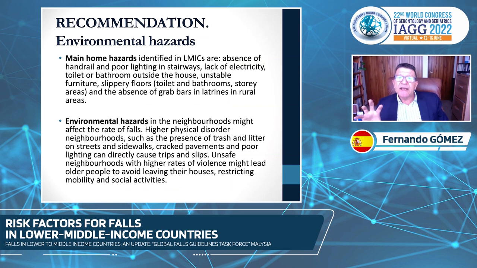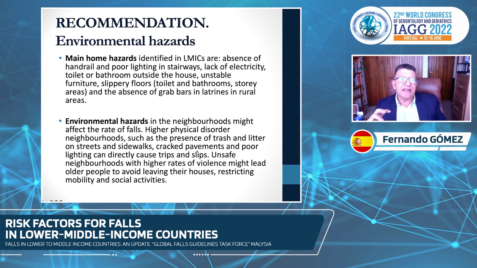Two aspects related with environmental hazard. First, the home hazard identified in developing countries as absence of handrail and poor lighting in stairways, lack of electricity, and one problem very common in rural areas, the toilet or bathroom outside the house, the slippery floors, and the absence of grab bars in latrines in rural areas.